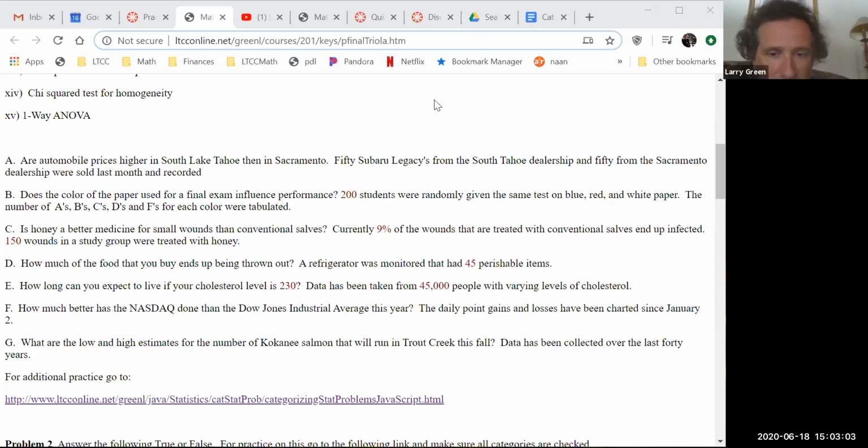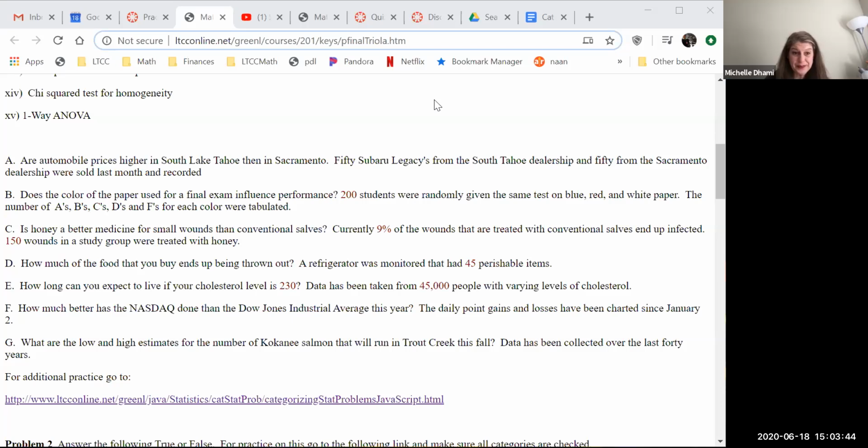Okay. So we want a low and high estimate. What kind of thing gives you a low and high estimate? Hypothesis test or confidence interval? Confidence interval, yep. So a confidence interval has a low and a high estimate, right? We know it's quantitative. Do we have two different groups or just one group of things? We just have one group of things, only kokanee salmon running in Trout Creek. So what is this one? Single population.